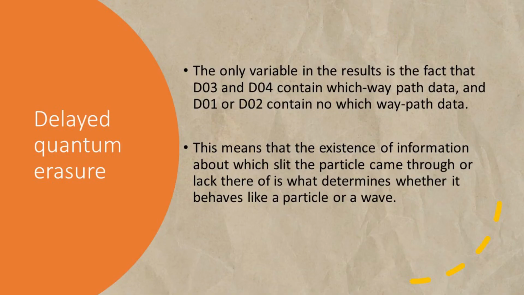The only variable in the results is the fact that D3 and D4 contain which-way path data, and D1 and D2 contain no which-way path data. This means that the existence of information about which slit the particle came through, or lack thereof, is what determines whether it behaves like a particle or a wave.